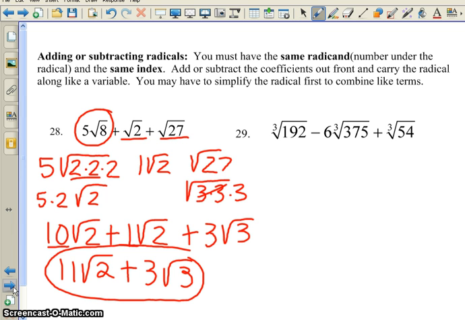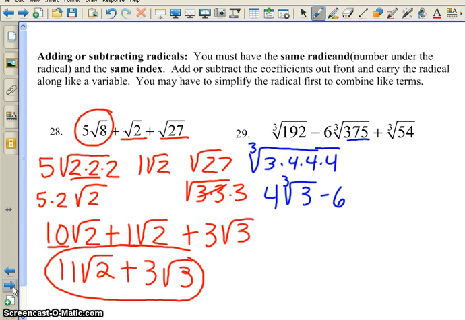And then this next problem, we're going to take a moment and just do quite a bit of simplifying here. 192, if I get that broken down, I would have the cubed root of 3 times 4 times 4 times 4, or 4 times the cubed root of 3. Again, 375 is 125 times 3, so I would have minus 6, and then breaking down 375 would be 3 times 5 times 5 times 5. Bringing that out, I would get times 5 to the third root of 3.